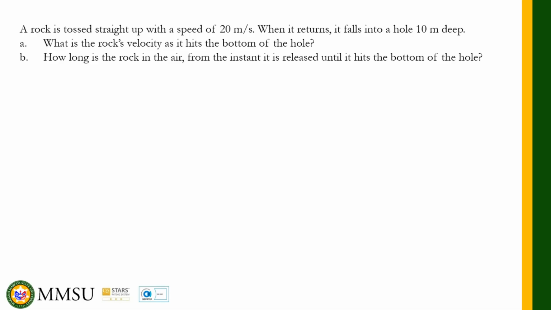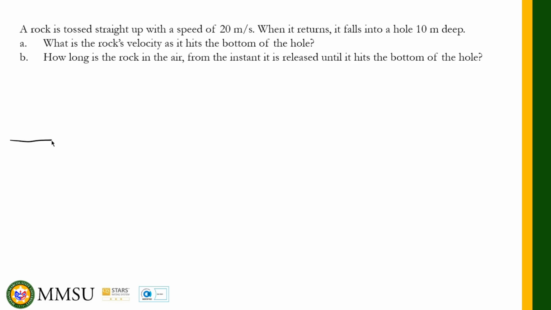Let us answer this one. A rock is tossed straight up with a speed of 20 meters per second. When it returns, it falls into a hole 10 meters deep. What is the rock's velocity as it hits the bottom of the hole? And how long is the rock in the air from the instant it is released until it hits the bottom of the hole? Okay, let's illustrate the problem.